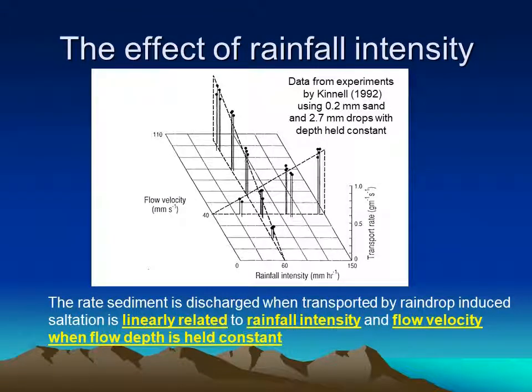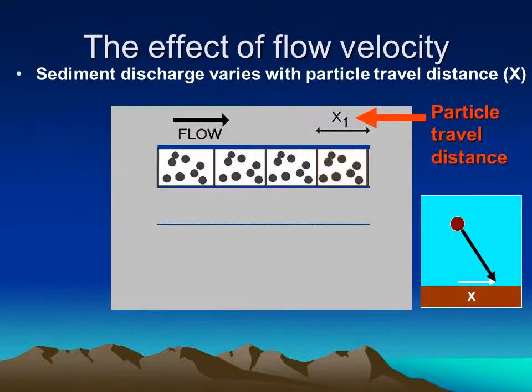Using this equipment, it has been shown that raindrop-induced saltation discharges sediment in a linear relationship with rainfall intensity and flow velocity when flow depth is held constant. Here we're considering the situation where drop impacts cause particles to move limited distances from the point of drop impact, as happens in raindrop-induced saltation.